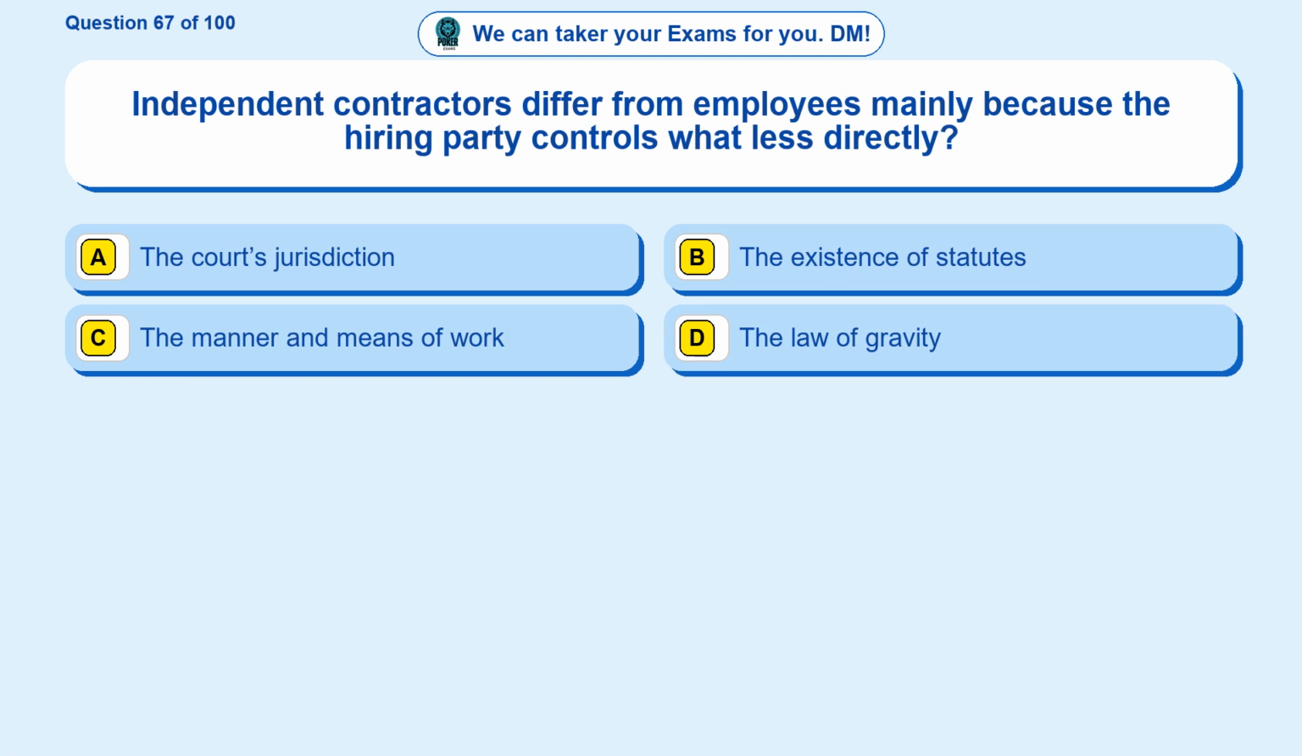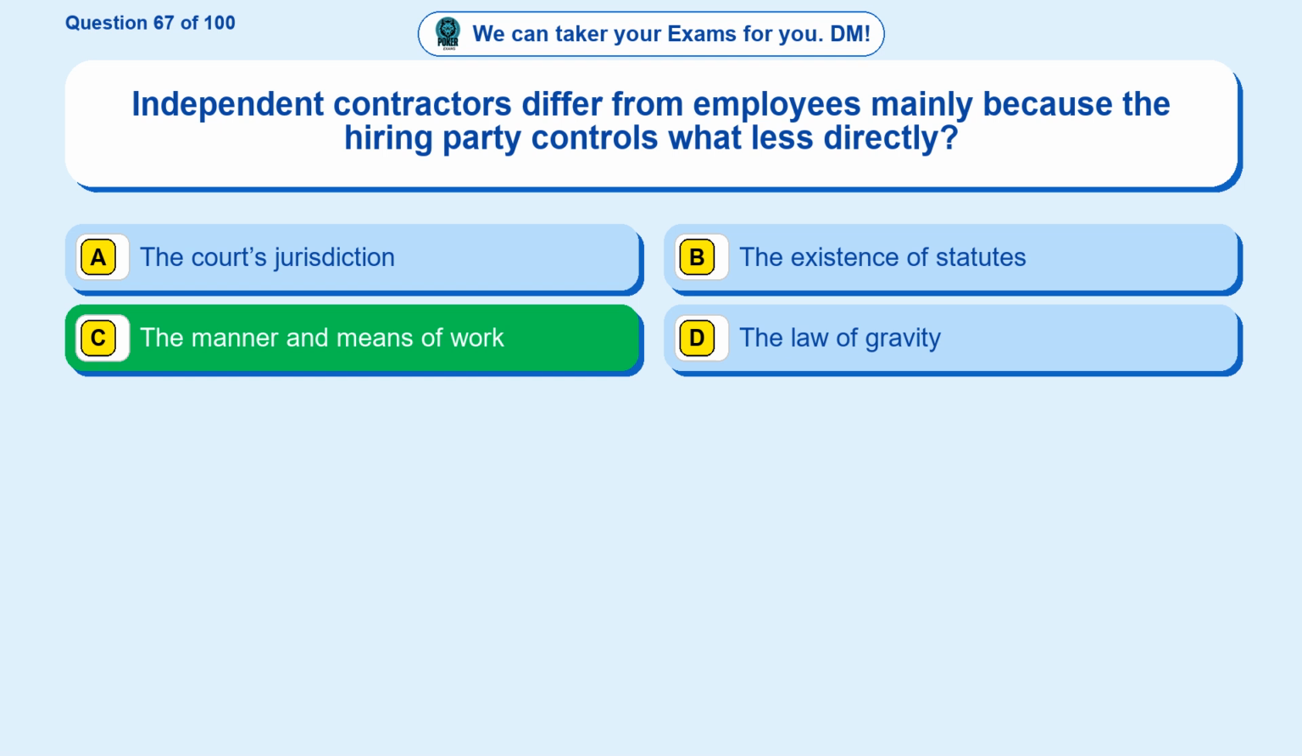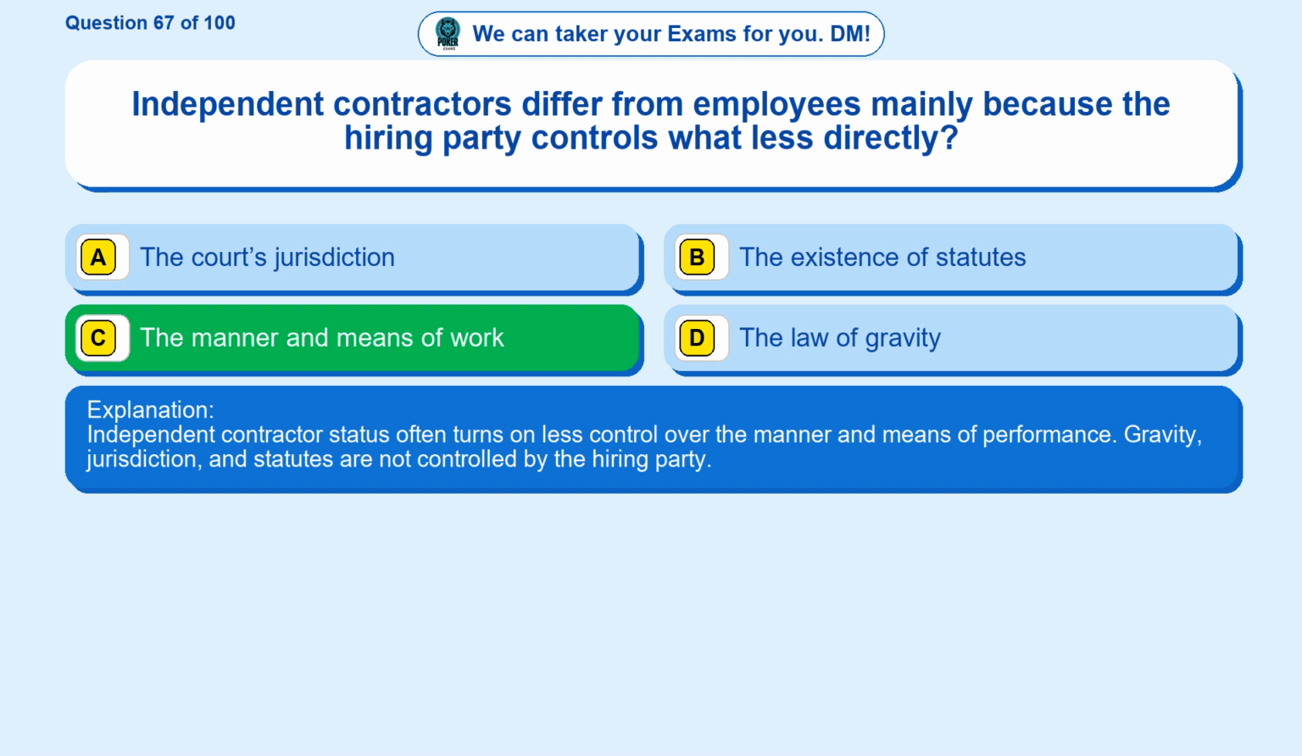Question 67. Independent contractors differ from employees mainly because the hiring party controls what less directly. Option A, the court's jurisdiction. Option B, the existence of statutes. Option C, the manner and means of work. Option D, the law of gravity. The correct answer is option C. The manner and means of work. Independent contractor status often turns on less control over the manner and means of performance. Gravity, jurisdiction, and statutes are not controlled by the hiring party.